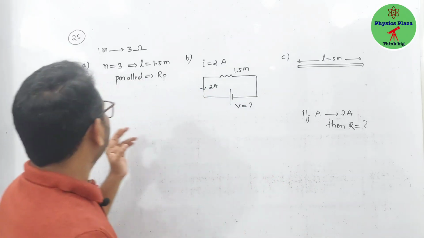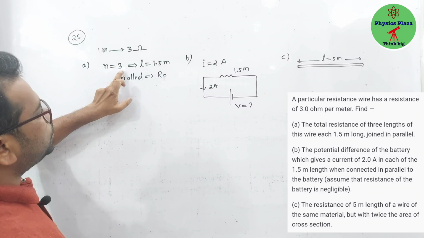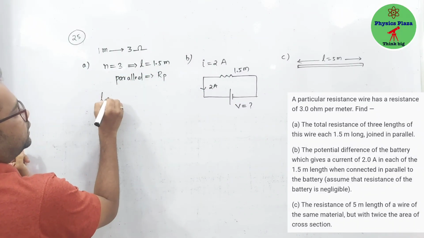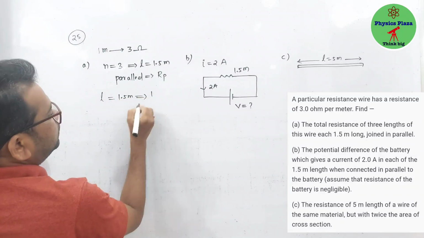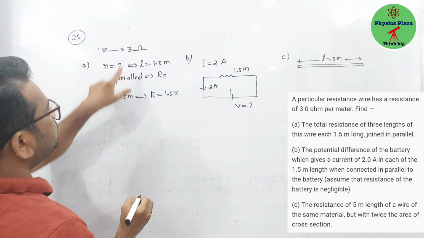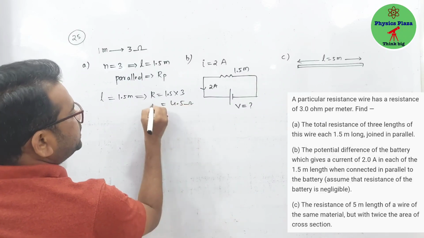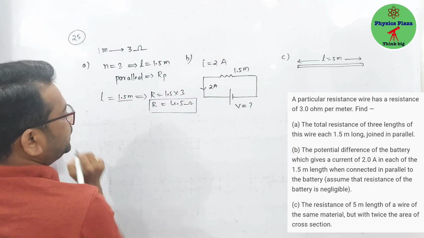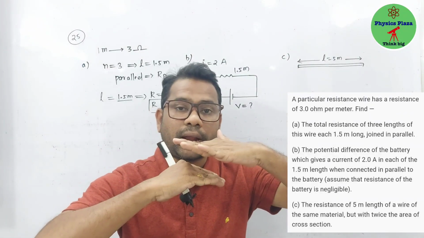Now come to part A. They are saying that there are 3 wires whose length is 1.5 meter, meaning the length of each wire is 1.5 meter. Then what is the resistance? R is equal to 1.5 into 3, for 1 meter 3. So this is 4.5 ohm resistance. Means the resistance of each wire of length 1.5 meters is 4.5 ohm. Now they are saying that these 3 are connected in parallel.